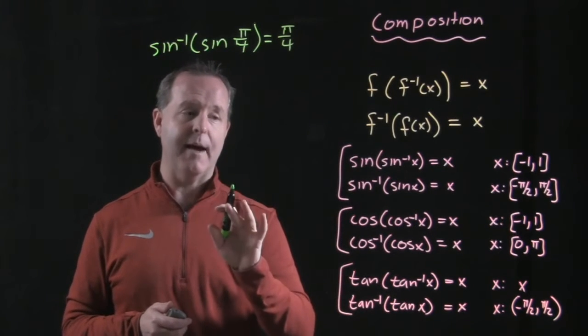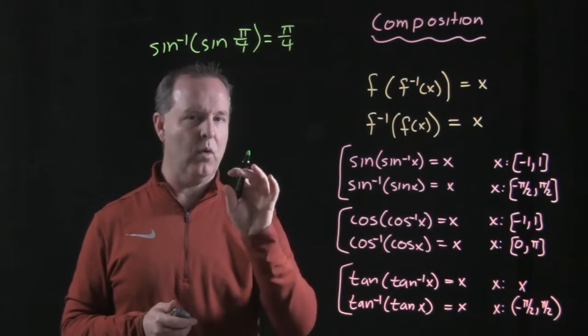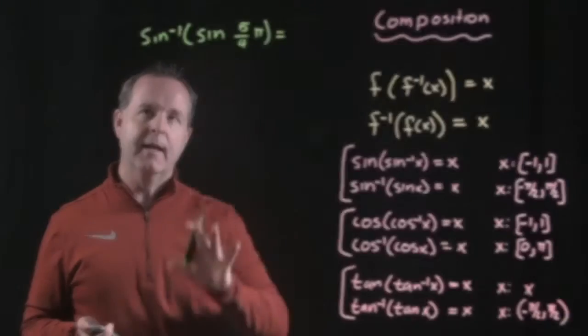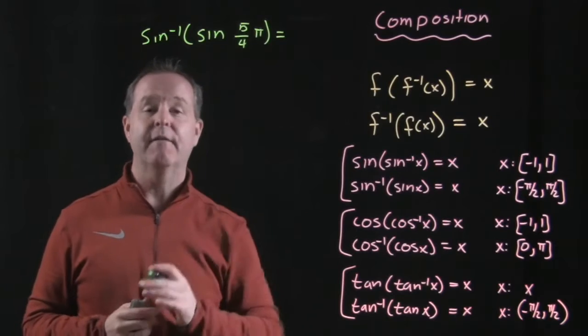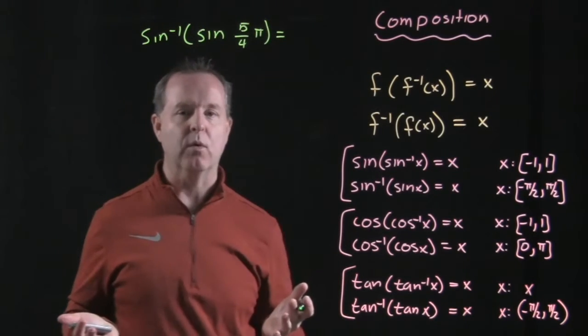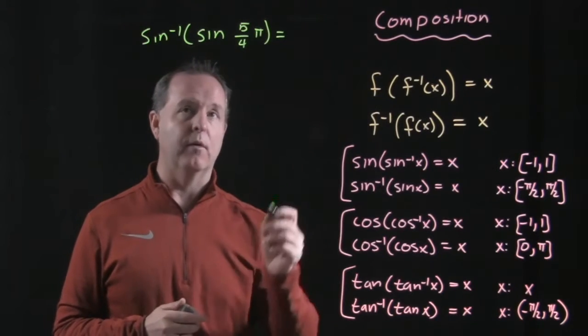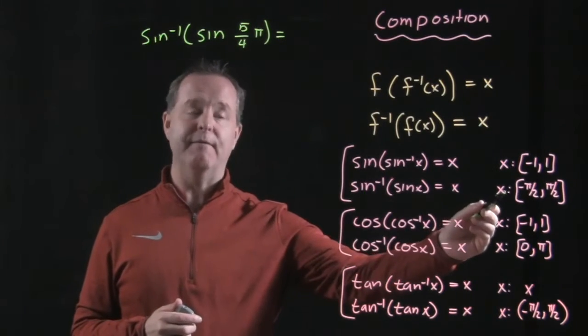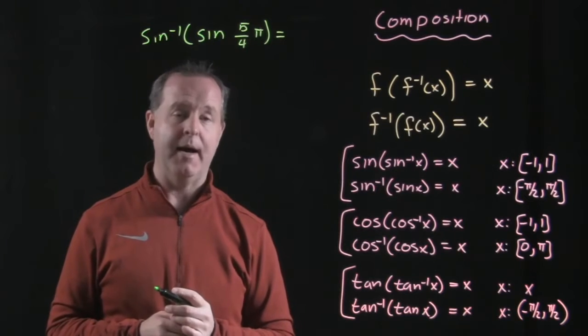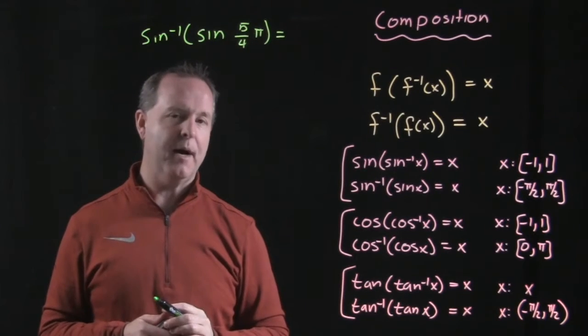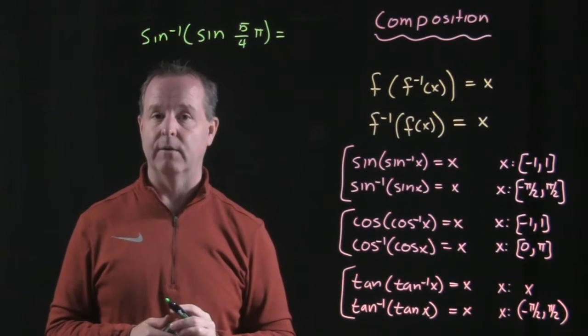Let's look at another example where we're going to have to do a little bit more lifting to get to our result. The inverse sine of the sine of 5/4 pi. What does that equal? Well, first of all, is our argument within the interval? The interval says that I have to have values between negative pi halves and pi halves. Well, 5/4 pi is not within that interval.